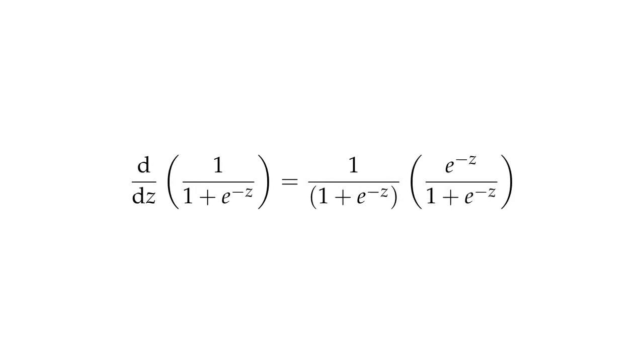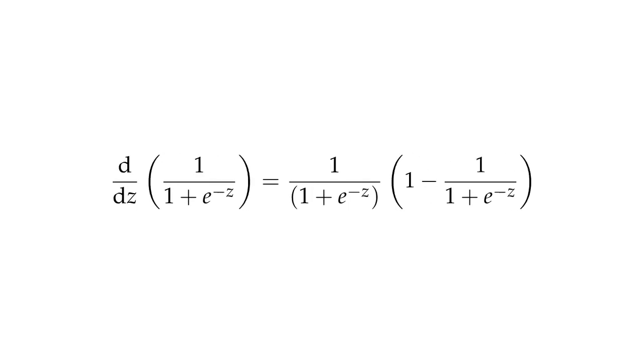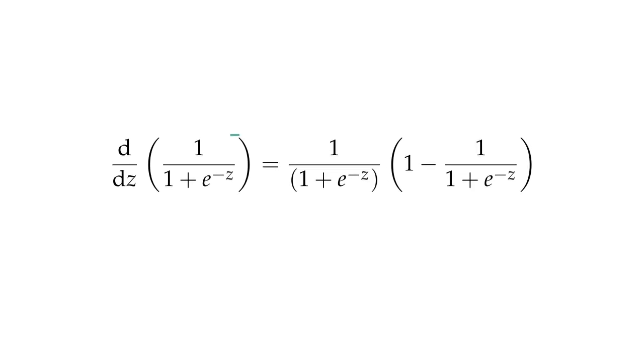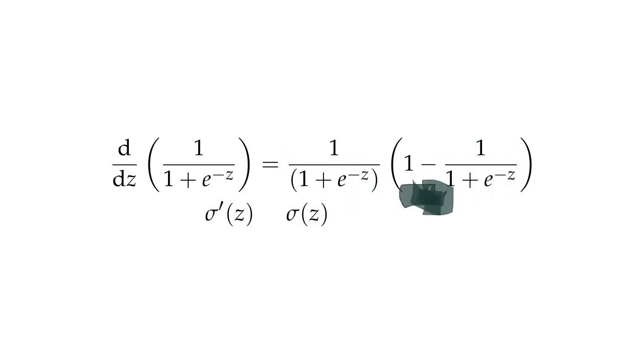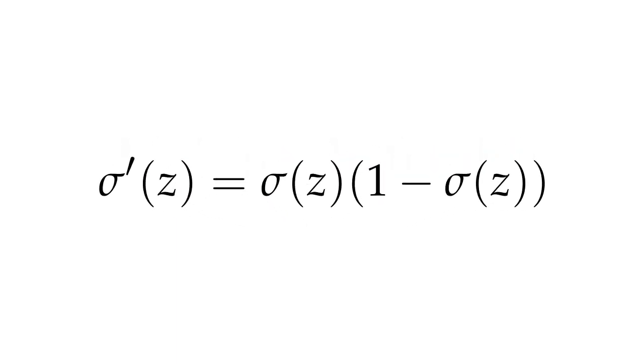That second term we can refactor, so we bring out a factor of 1 plus e to the minus z over 1 plus e to the minus z, and then it becomes 1 minus 1 over 1 plus e to the minus z. And then we note that this expression 1 over 1 plus e to the minus z, which occurs repeatedly in this equation, is just our original sigmoid function. So we substitute that back in, and so we see that the derivative of the sigmoid function has this nice straightforward form. Sigma prime of z is just sigma of z times 1 minus sigma of z.